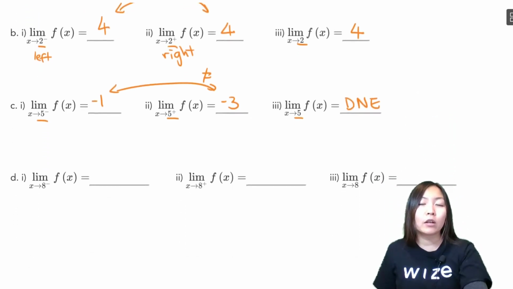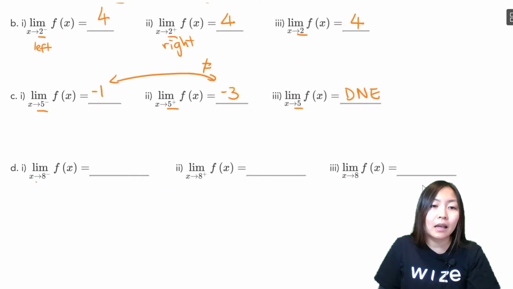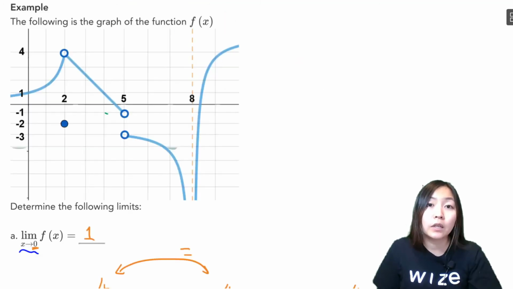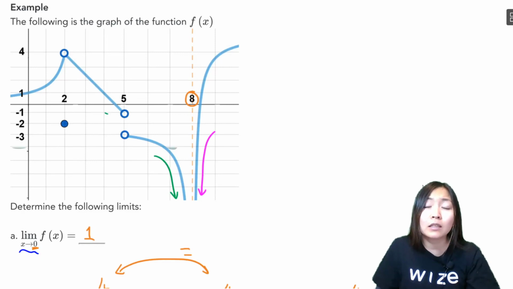Finally, we have part D. We are looking at the limit as x approaches 8 from the left, from the right, and 8 in general. So looking at our graph, 8 is over here. Following the curve from the left, I keep going down forever. Following the curve from the right, again, I keep going down forever. That's what this dotted line means. It's actually something called a vertical asymptote. Don't worry about that right now. We'll talk about it later on in other chapters.